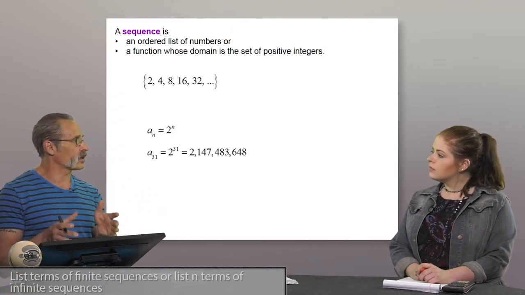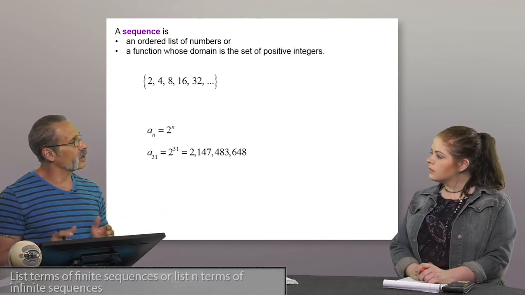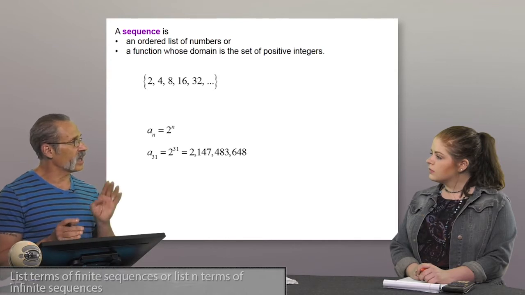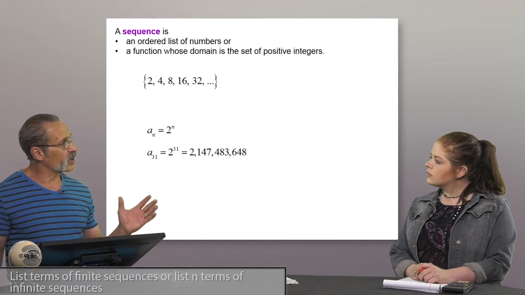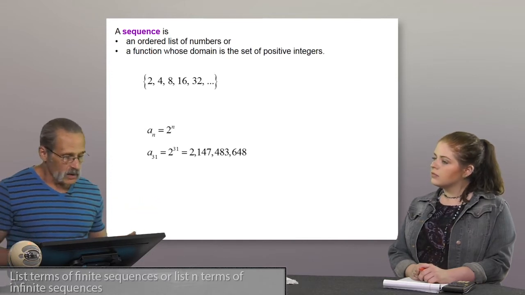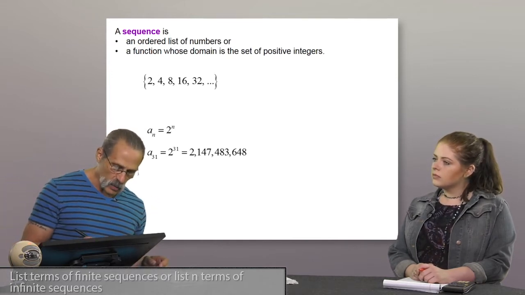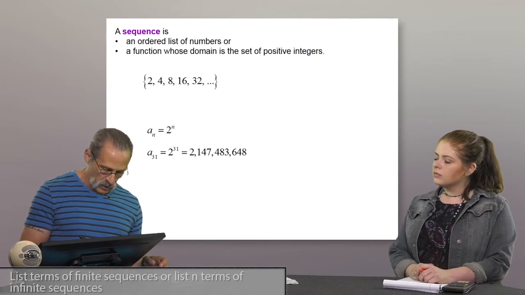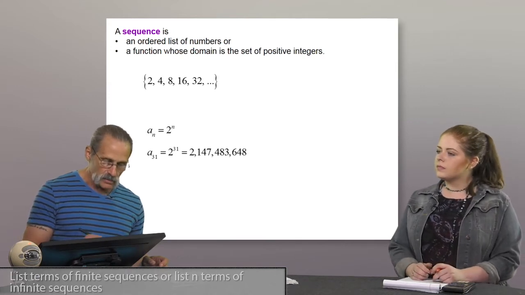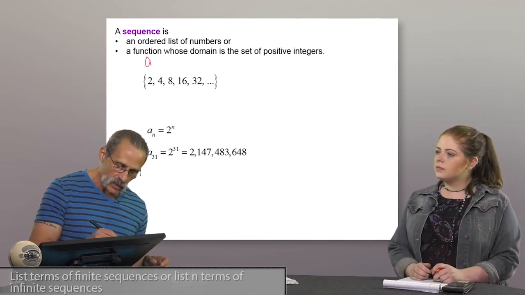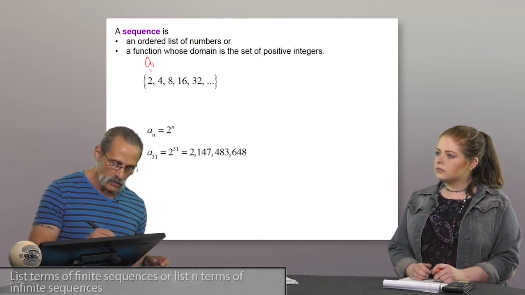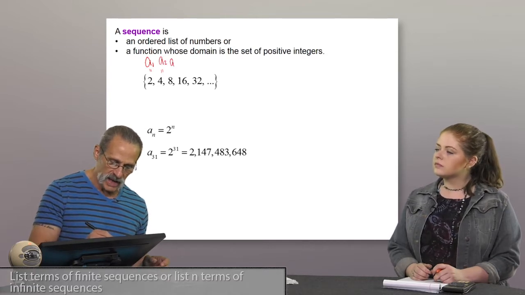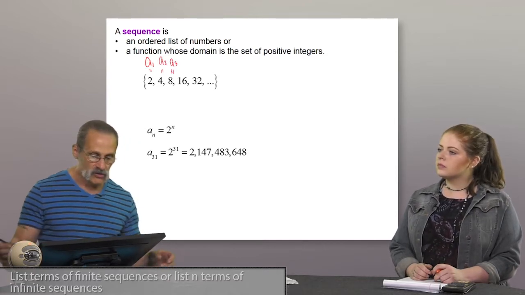Maybe a website starts, and on the first day of the month they get 2 hits. Second day, 4 hits. And they keep doubling the number of hits for, say, 31 days. If you were going to write out this sequence, you would write out the terms much like we have here. And just for notation, we would say the first term would be a sub 1, and that would be 2. Second term would be a sub 2, and the third term would be a sub 3, and so on.